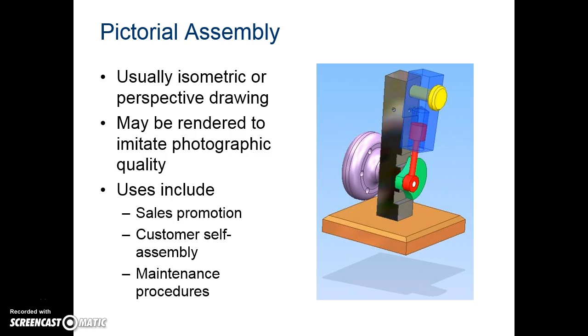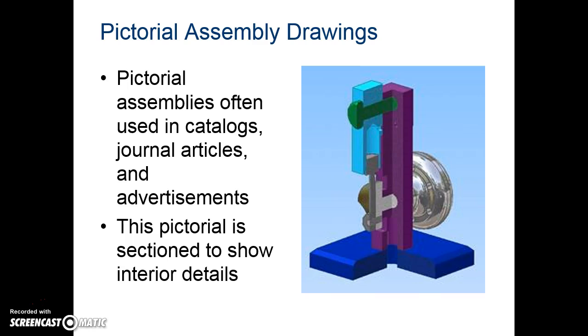Pictorial assembly, usually isometric or perspective drawing, may be rendered to imitate photographic quality. So we use these with sales productions, self-assembly, maintenance procedures. Pictorial assemblies often used in catalogs, journal articles, and advertisement. This pictorial is sectioned to show interior details.